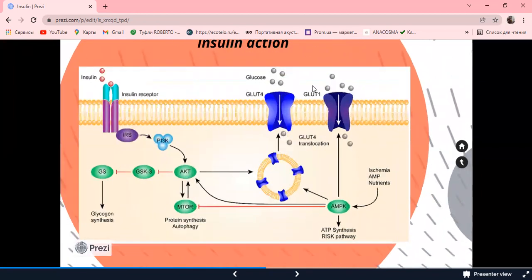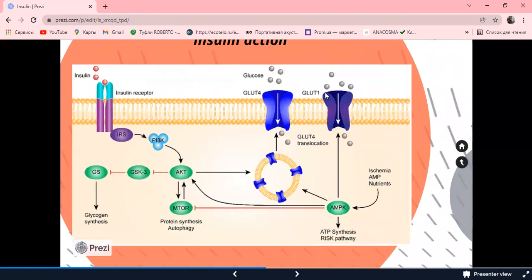You can see here GLUT1. GLUT1, these are proteins for transport of glucose too, but these proteins are located in insulin-independent organs, and according to this picture, you can find the activity of this protein depends on the glucose concentration gradient. And now insulin can stimulate the transport of glucose into tissues, and that is why glucose concentration in blood will be decreased.